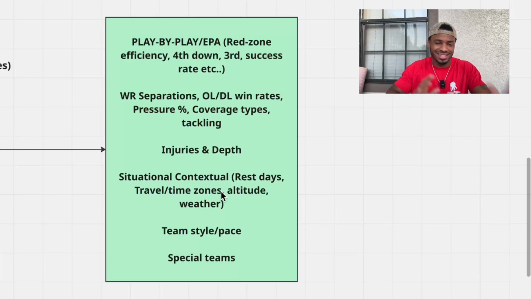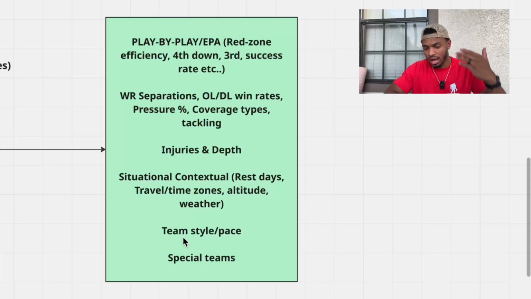Situational context, not as much, but still important to have, which is like rest days, short weeks, travel time, how much they're traveling in between games, the altitude, again, the Broncos, weather of the game. All these things have an impact on the game. I think there's a famous quote that says, when there's a lot of variables, a lot of variables need to be considered, and predicting these games, there's a lot of variables.